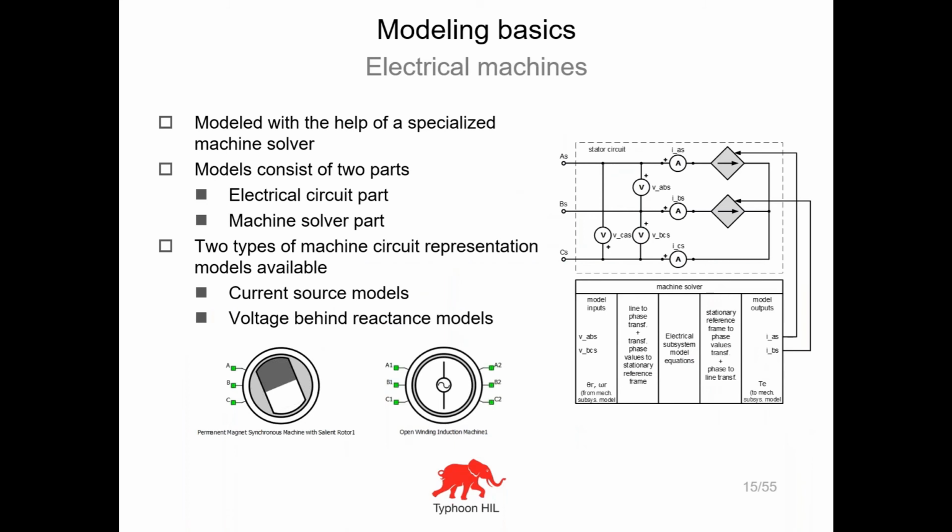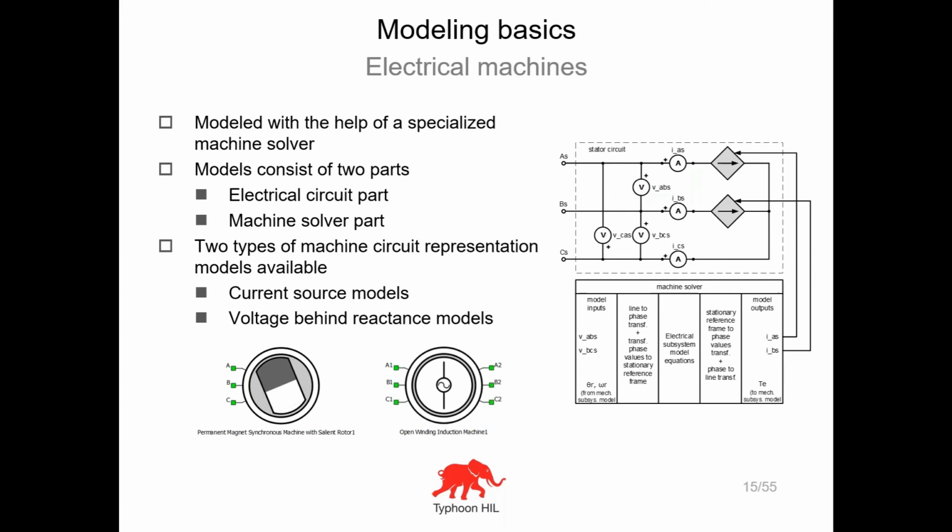Next up are machine models. Inside our component library, there are various electrical machine models, starting from induction machines and synchronous machines to permanent magnet and DC machines. All of them are implemented with the help of a dedicated machine solver. Similarly to battery and PV models, the machine model consists of two parts, and you can see these parts on the image to the right.